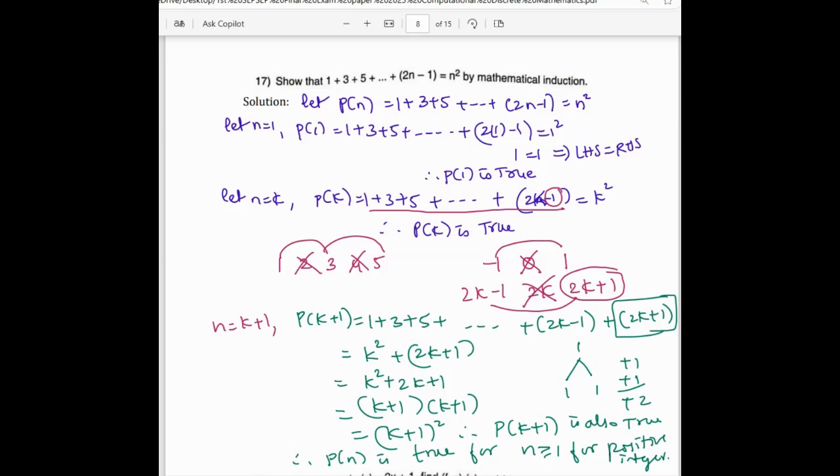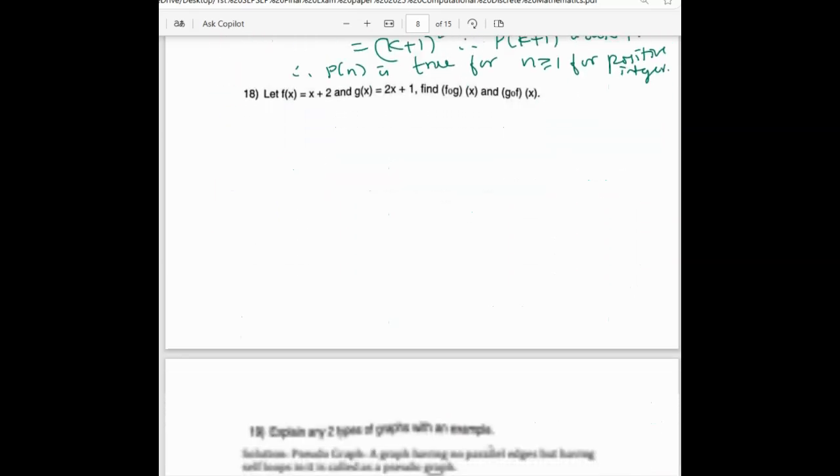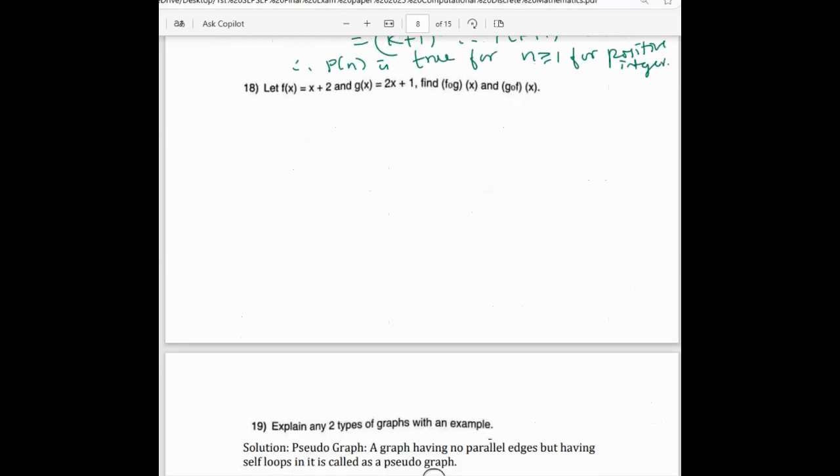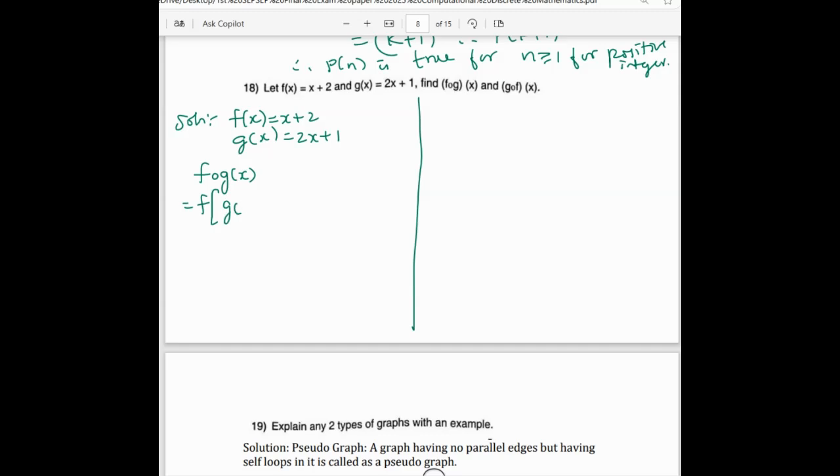Okay, then moving on with the next question, we have to find fog and gof for the given functions. So we have to find the fog and gof solution. So what is fog? They have given f of x is x plus 2, g of x is 2x plus 1. So first we will find fog of x, that is nothing but f of g of x.